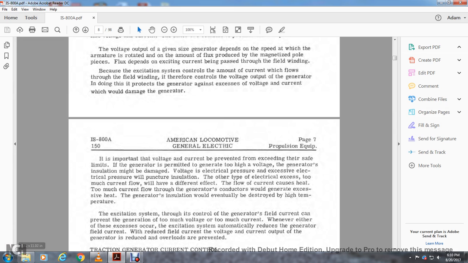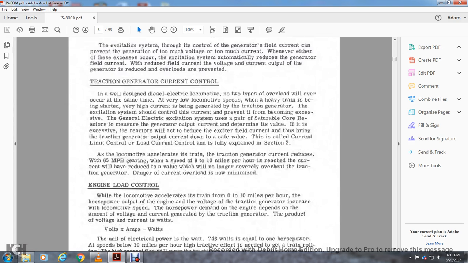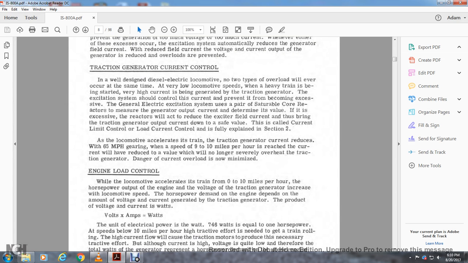Whenever either excess occurs, the excitation system automatically reduces the generator field current, which reduces the generator output voltage and current. The overloads are prevented for the traction generator, by voltage and current control. In a well-designed diesel-electric locomotive, no type of overload will ever occur, even at very, very low locomotive speeds.